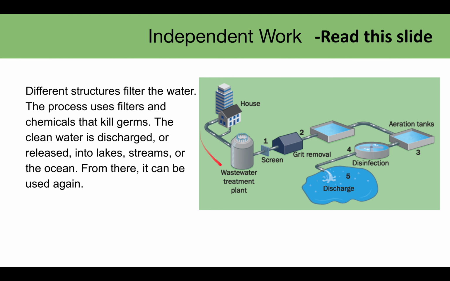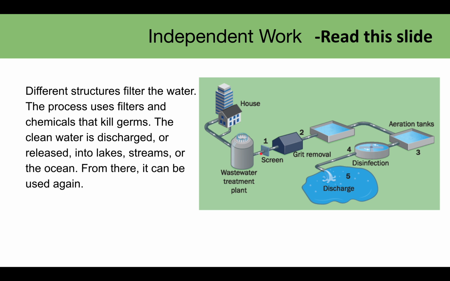Now, as I analyze this illustration, this diagram, I can see a picture of a house and a building. I can also see that there are pipes and arrows pointing in the direction that the water is headed. So wastewater heads out from the house and the building towards a wastewater treatment plant.